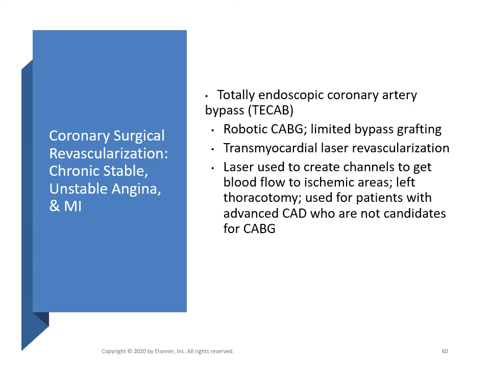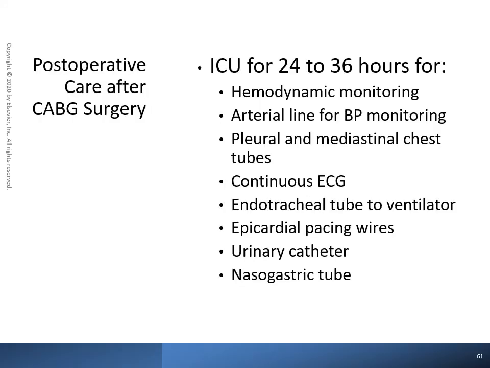Nursing care for the patient who's had a CABG typically begins in the ICU for at least the first 24 to 36 hours. Ongoing and intensive monitoring of the patient's hemodynamics. The patient will have many invasive lines for monitoring heart status and other vital functions. These include hemodynamic monitoring, an arterial line for continuous blood pressure monitoring, pleural and mediastinal chest tubes for chest drainage, continuous ECG monitoring. The patient may have an endotracheal tube connected to mechanical ventilation.